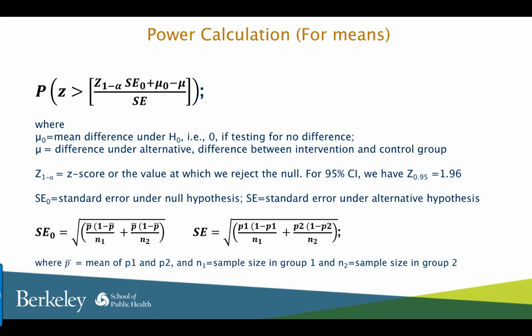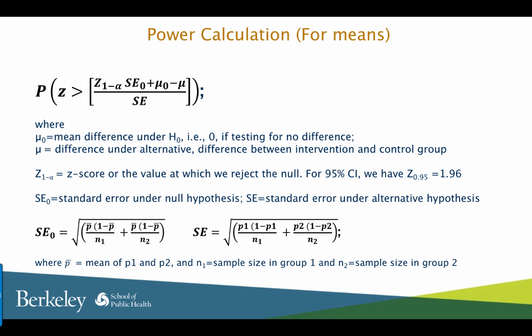So this is the formula for power calculation. It looks a little scary, but if you really follow closely, it is not that bad. As you can see, we need some values to calculate the power. First, we need the z-value. Z1 minus alpha is the z-score at which we reject the null hypothesis. For 95% confidence interval, z-value is 1.96. Then we need the values of standard error under null hypothesis and under alternative hypothesis, and then the mean differences under null and alternative hypotheses.